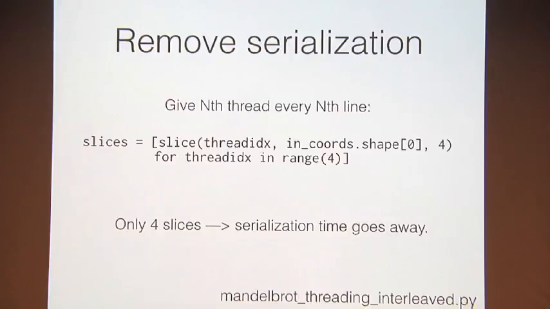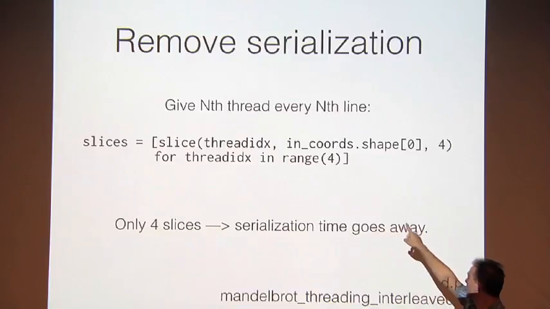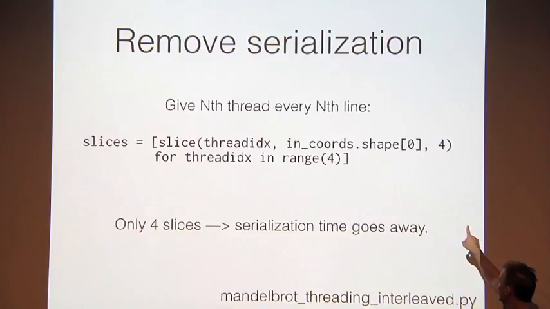Let's just remove the serialization, right? The serialization cost is still very high. We expect that we should be able to get 800 from this, roughly. We have 4 threads in this case. Let's just give every nth thread the nth line to work on. So there's only going to be 4 slices. We're going to use this slice, which is offset by the thread index, somewhere between 0 and 3. We'll just take the whole row, and then step by 4. How can this go well? How can this go wrong?